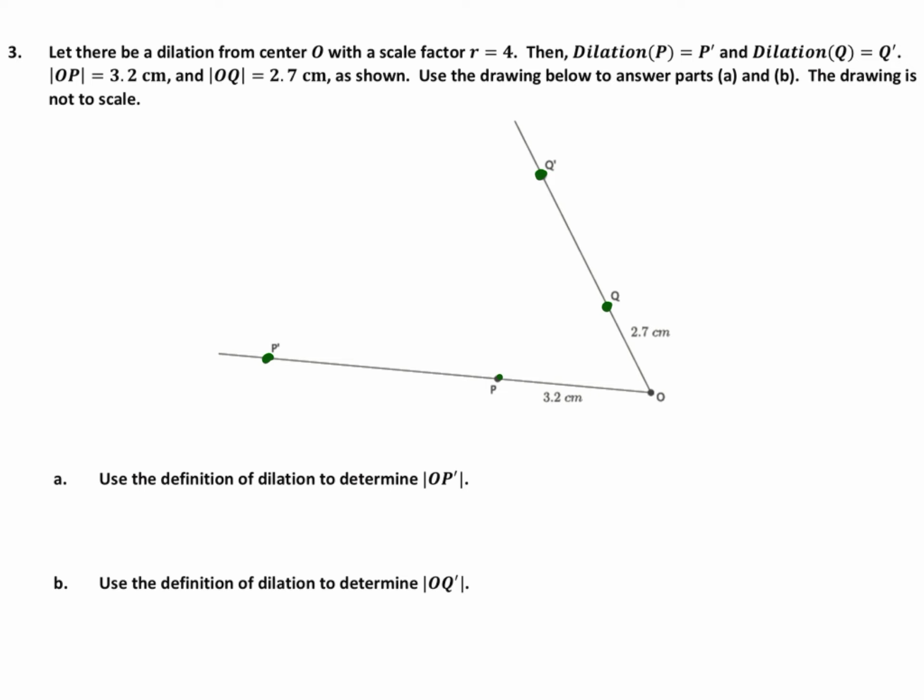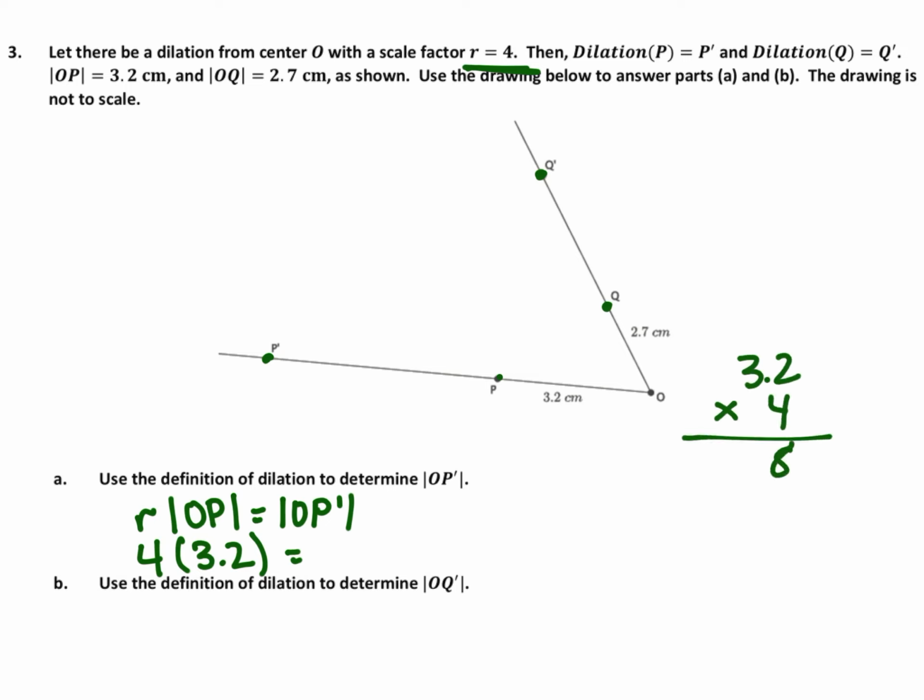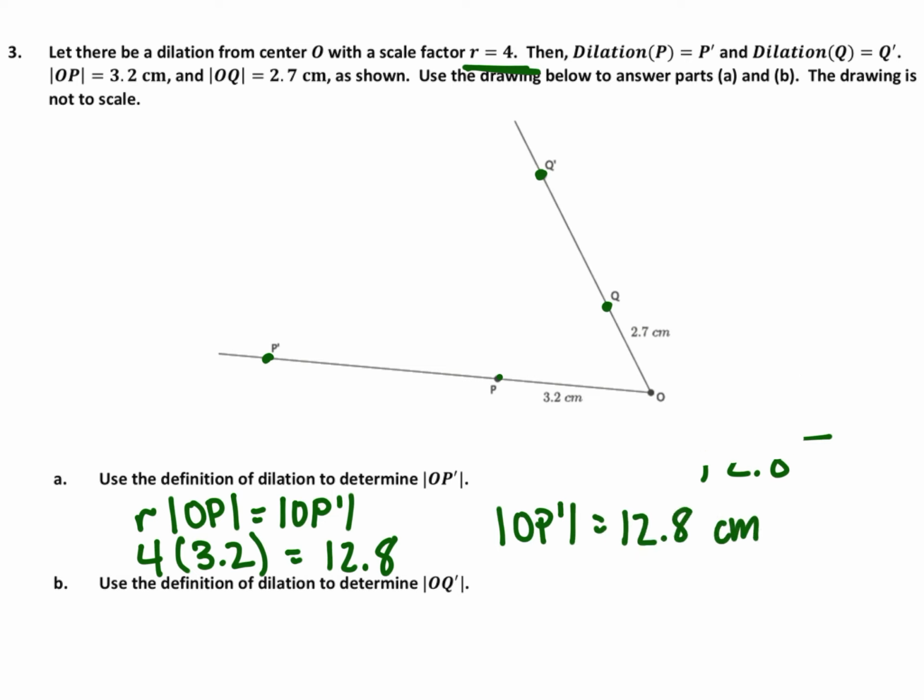setup where the scale factor R times the original will equal the dilation. Those absolute value bars just mean the distance of that, or the magnitude of it. So in this one, our scale factor is 4. The distance of OP is 3.2. And when we multiply 4 and 3.2 together, we get 12.8. So the length of OP prime is 12.8 centimeters.